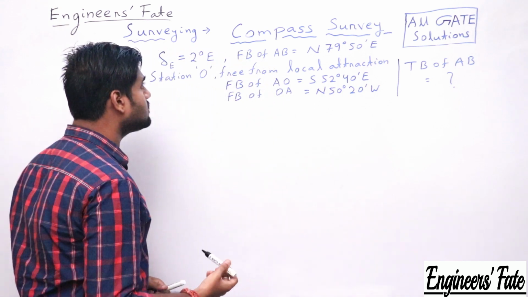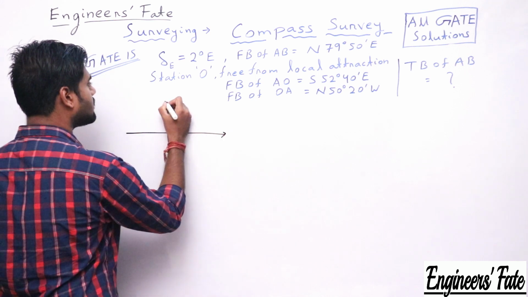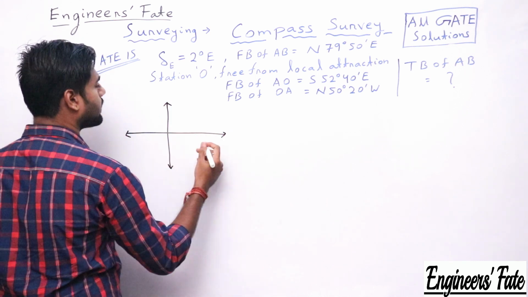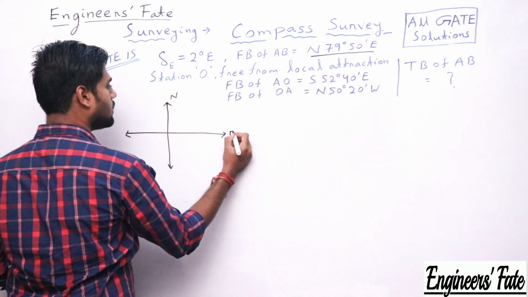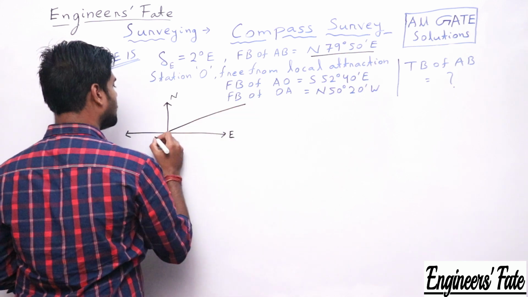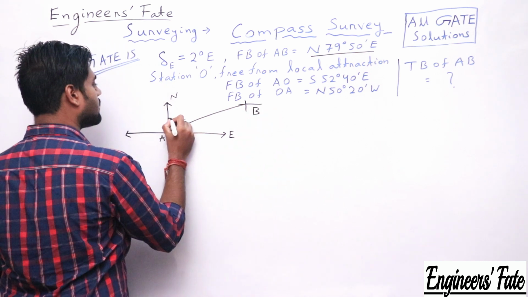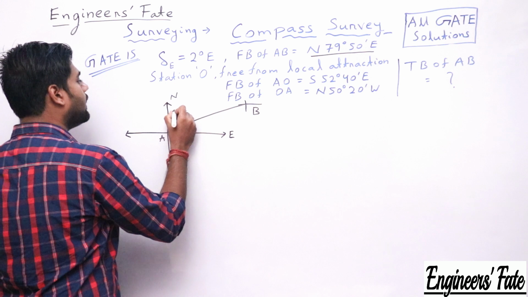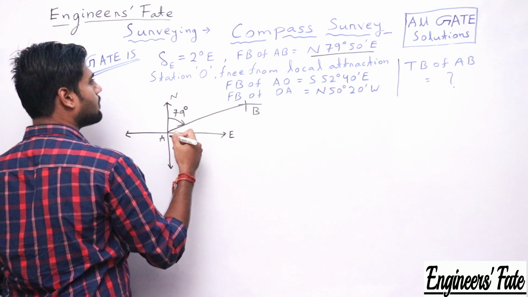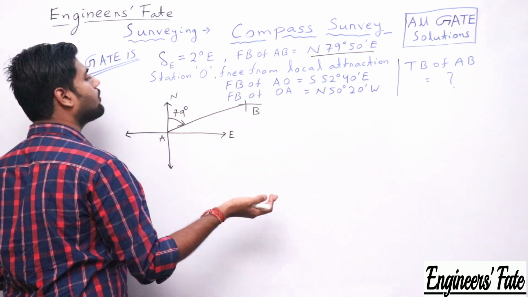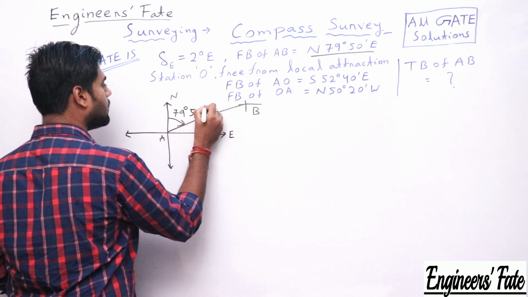The first step I have told you: if something is in the quadrantal system of bearing, convert it into whole circle bearing. North 79 degree 50 minute East means this is north, this is east, and this is the line A, and there will be some point B. It lies in the first quadrant, so the quadrantal bearing is North 79 degree 50 minute East. If I convert it into whole circle bearing, that will be 79 degree 50 minute.